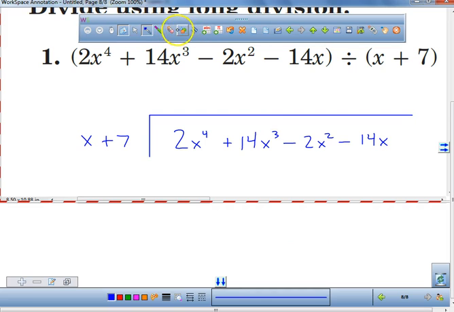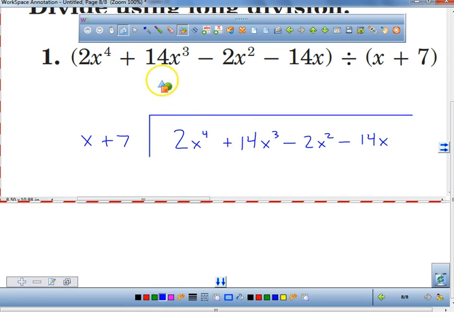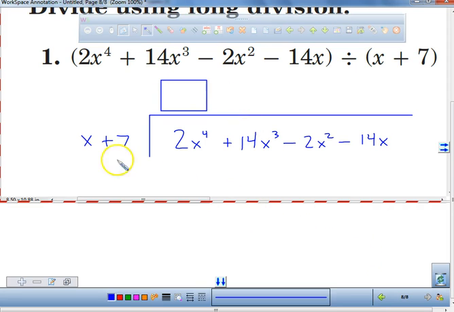We're going to start with multi-colors here. We're going to start with blue. I'm going to put a little blue box right here. And I want you to ask yourself, how many times does x go into 2x to the 4th? Which basically means this. What number right here times x would get me 2x to the 4th? We would say 2x cubed.